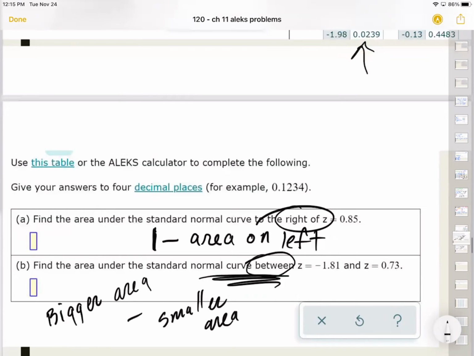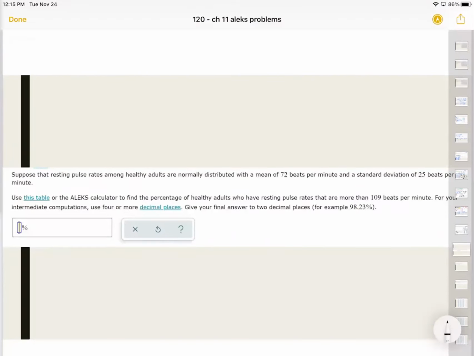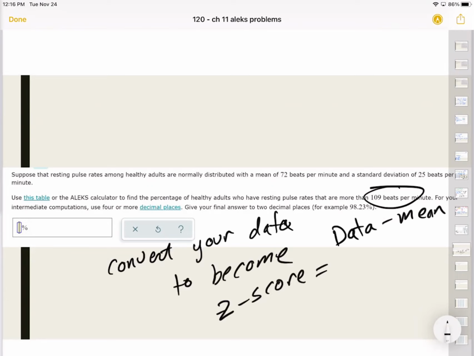And again, the last thing you want to do for this particular problem is very similar to what we did before. The only thing we need to do is convert your data to become the z-score. And reminder, the z-score is basically you take your data minus the mean, divided by the standard deviation.